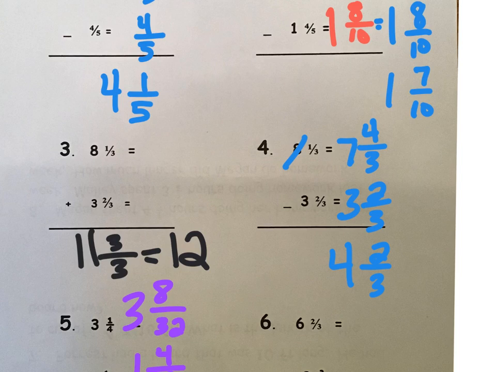In the next problem, first thing I notice is that the denominators in the fractions are not the same. So I'm going to start by making them have the same number of pieces by simply multiplying those two denominators together. 3 times 4 is 12. So I'm going to change both of these fractions to 12ths.